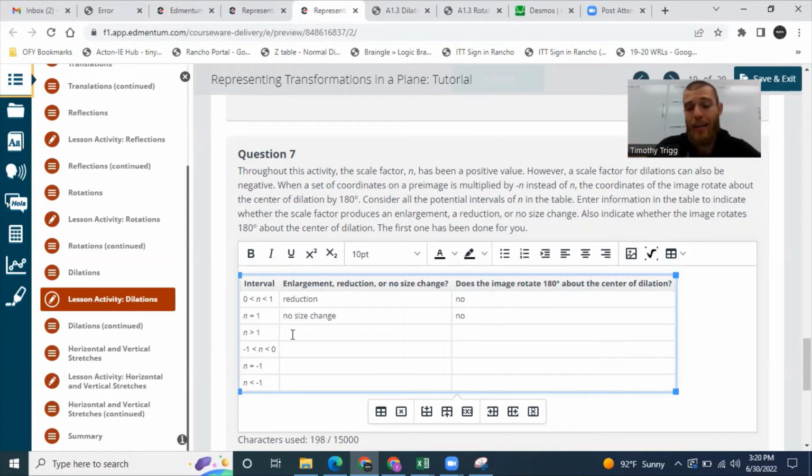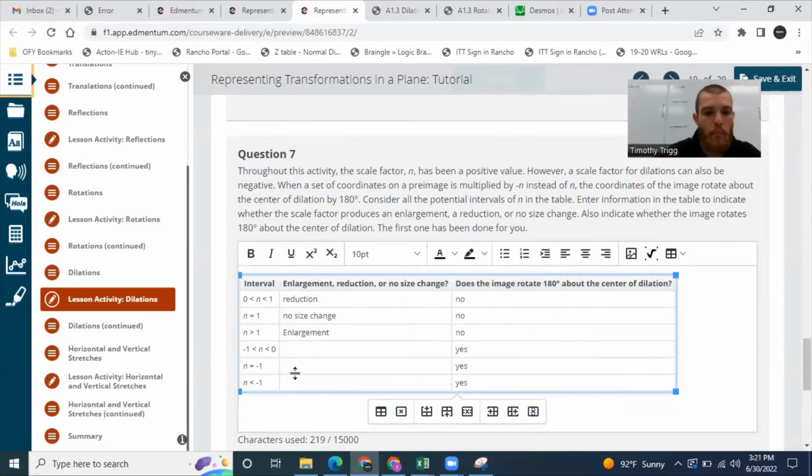What about when n, the scale factor, is greater than 1? Well, that's an enlargement, isn't it? Okay. And once again, since it's positive, we're not going to rotate 180 degrees. Now for these last three, they're all negative, aren't they? Between -1 and 0, an n value of -1, and a scale factor less than -1. So for all three of these, we're going to say, yes, we would need to rotate 180 degrees.